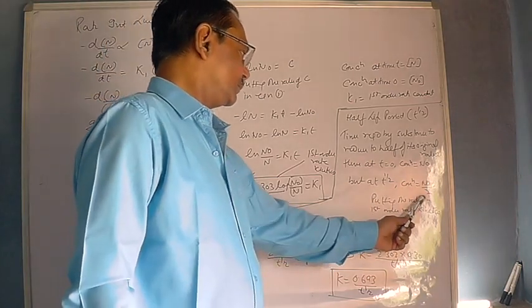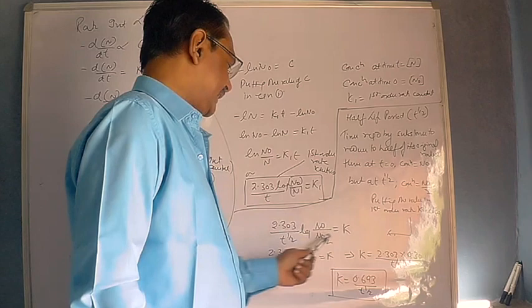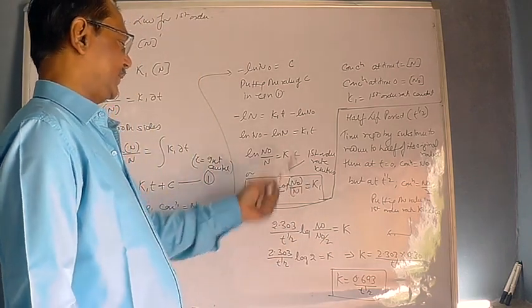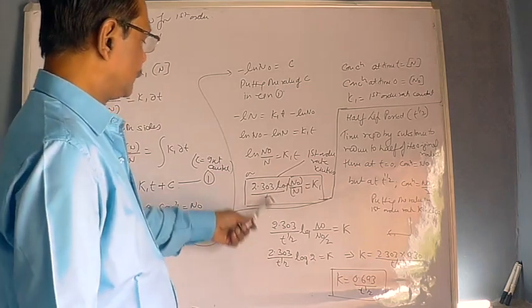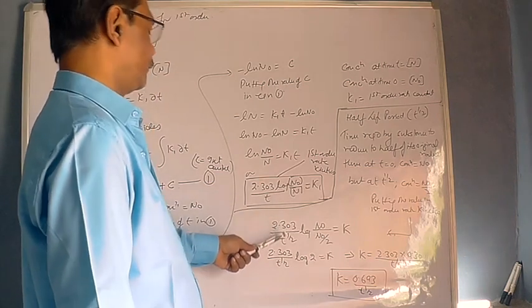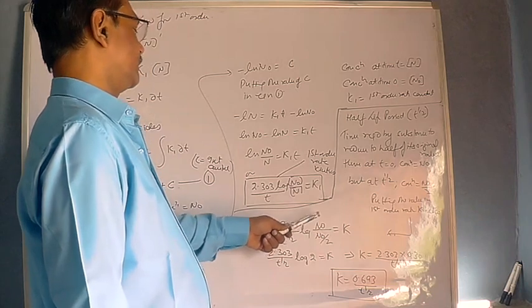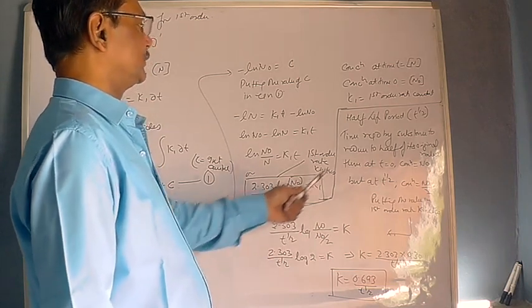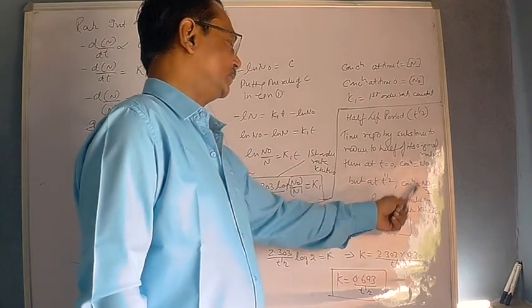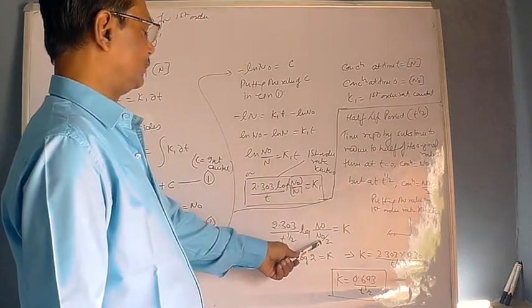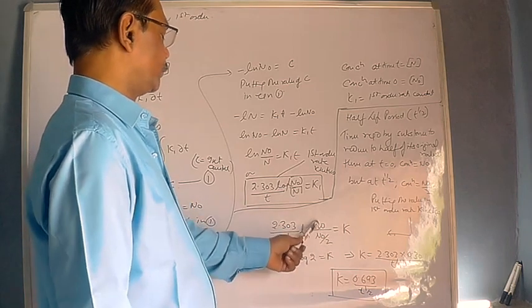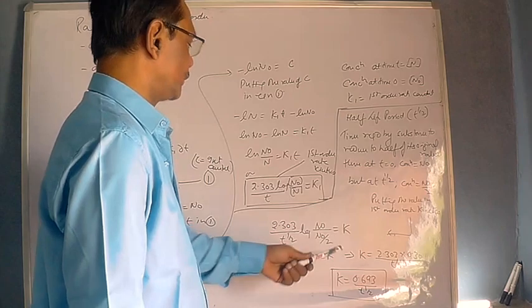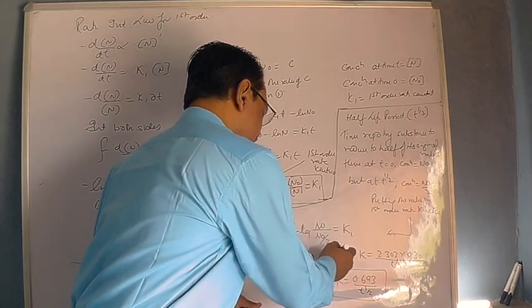Putting these values in the first order rate expression, 2.303 upon t log n0 by n equals k1. So 2.303, in place of t we write t half, log n0 remains here, and in place of n, at t half the concentration is n0 by 2. So n0 gets cancelled, 2 goes up. So what we get is 2.303 upon t half log 2 equals k1.